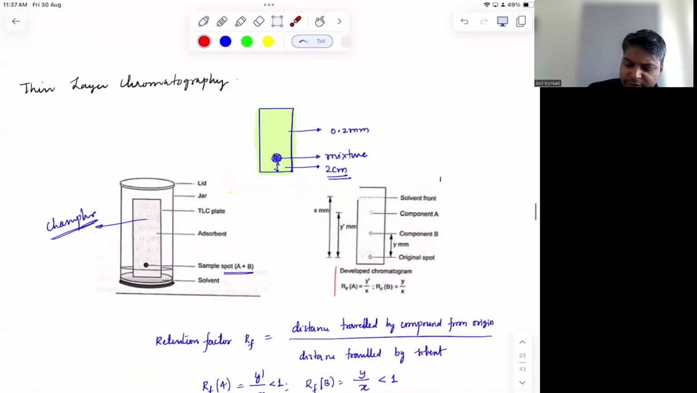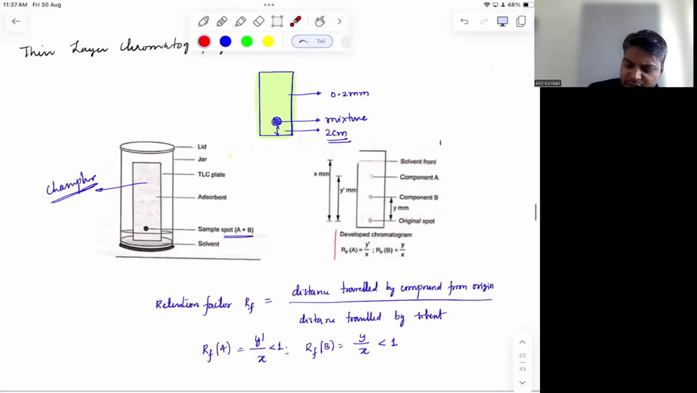And after doing that, you will see what would happen. As you provide a solvent which will act like a mobile phase, that will start slowly going up. That mobile phase will start moving up here, and the solvent will start moving up. This solvent is called as eluent. It will go and reach up to the distance x, let's say.